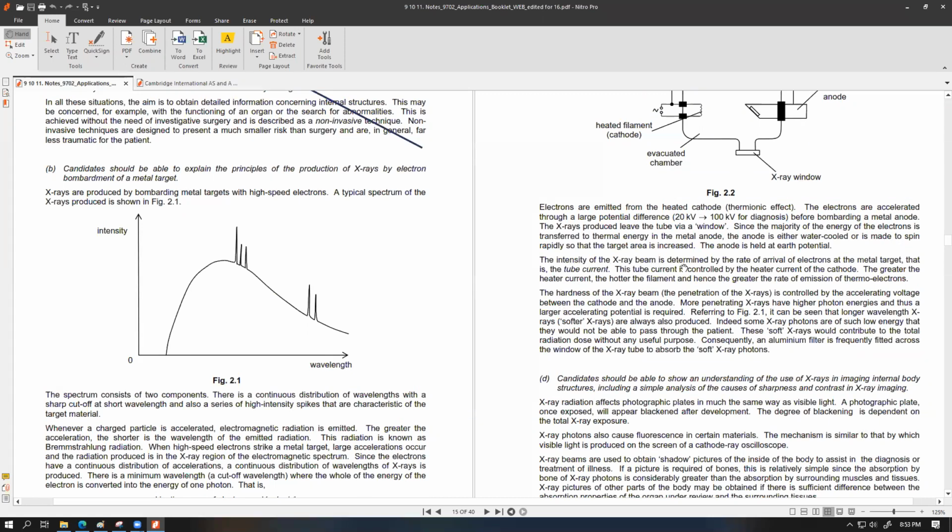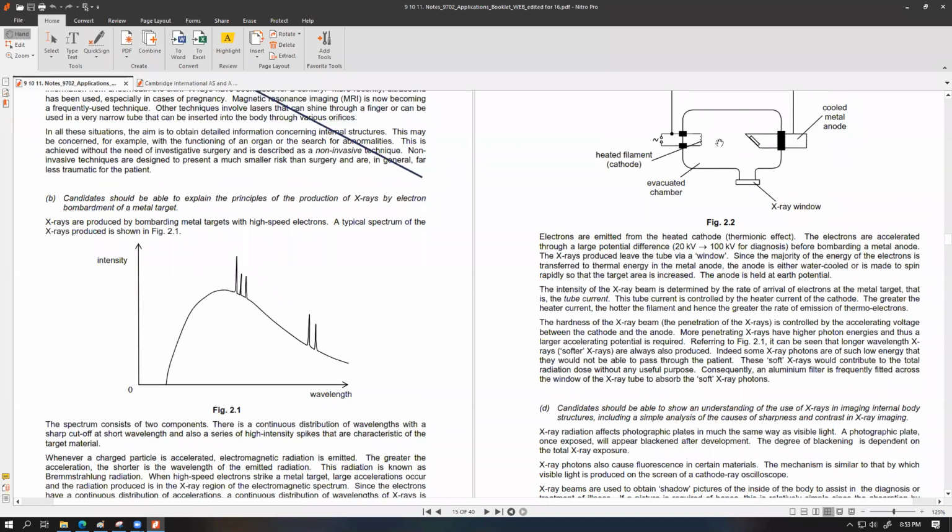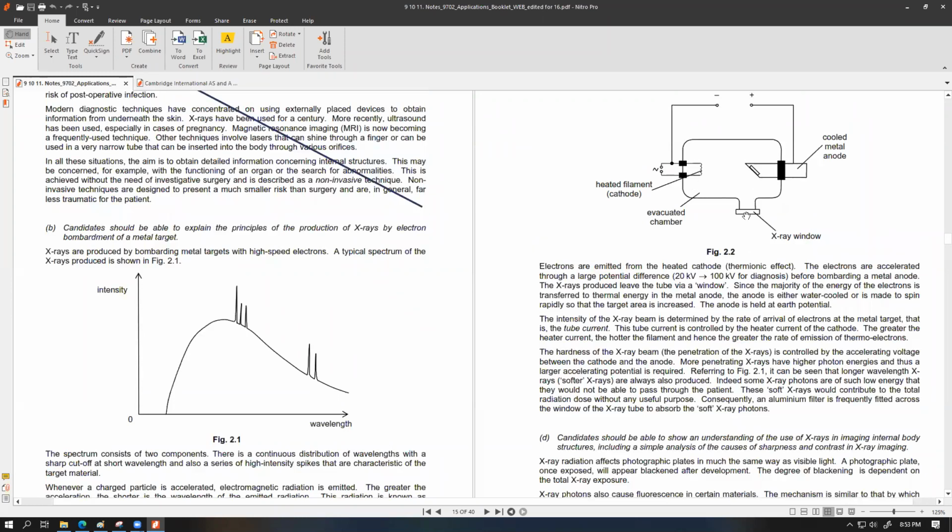Intensity of the X-ray beam is determined by the rate of arrival of electrons at the metal target. Intensity basically means energy released per second. So if more electrons are coming over here every second, you'll be having more intensity or more energy released per second. So the intensity of the produced X-ray beam is dependent directly upon the rate of electron arrival. Rate of electron arrival basically means the current that flows through this evacuated chamber, or sometimes we can also say that to be tube current, which is mentioned over here.